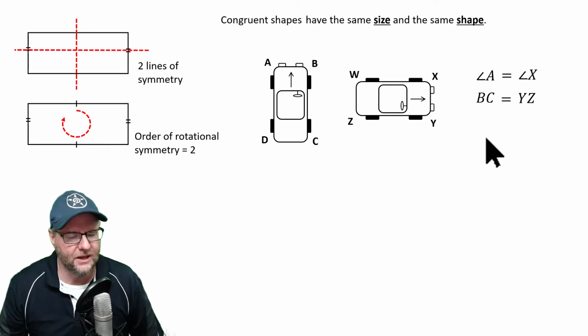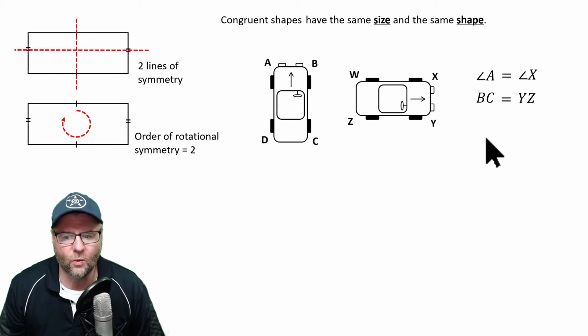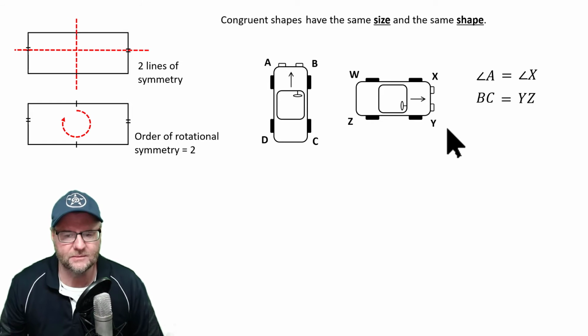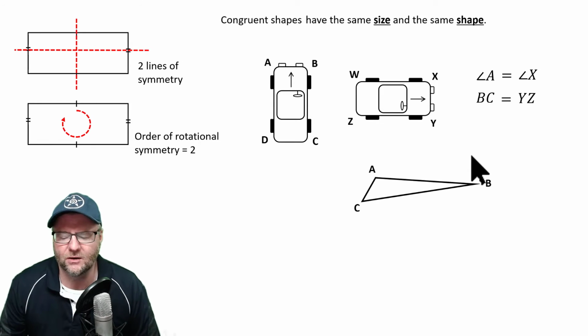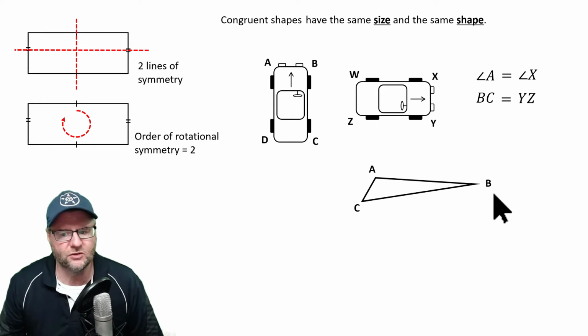So BC is corresponding with YZ. Right? Same side going in the same direction. That is important when we start to talk about congruent shapes. Here is a triangle. I could call this a number of different names.